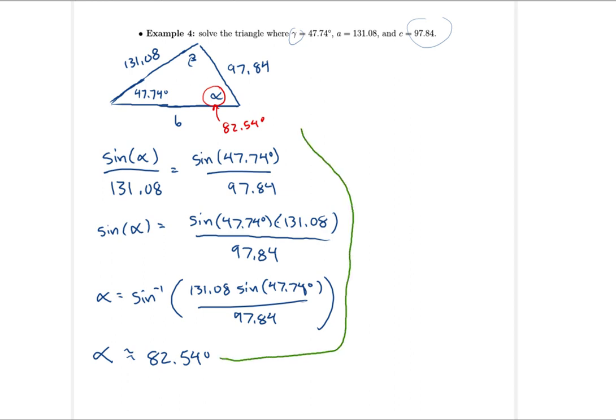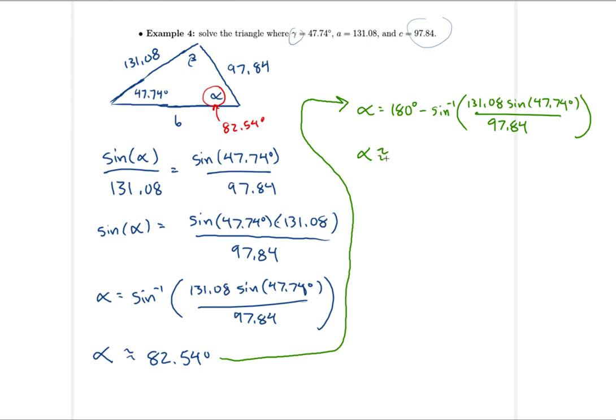It is definitely possible that alpha could have been something else. Okay, so let's see. Alpha could have been perhaps 180 minus the sine inverse of all that stuff. And when I crank that out, I get alpha is approximately, what do I get? 97.46. Okay. All right, so what would that look like?